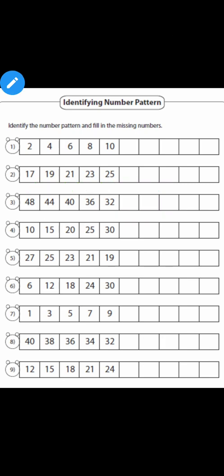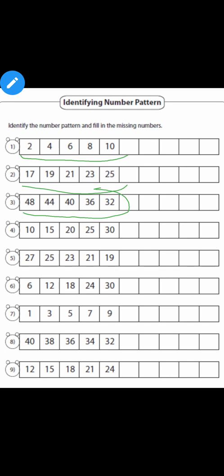In this way, we should look for the pattern. What is happening in the pattern? Here it was increasing by 2 each time. Here also it was increasing by 2 each time, and in the third one it was decreasing by 4 each time. So we should find the pattern in each of the number series. We should find the sequence. Is it increasing by 2? Is it increasing by 3? Or is it decreasing by 4? We should look for the pattern, and then after noticing the pattern, we can fill it up.